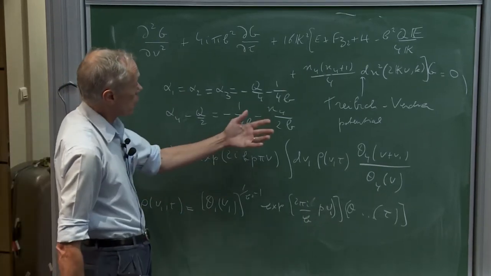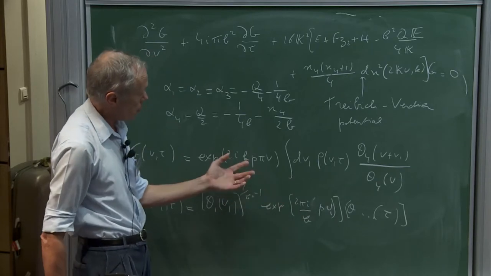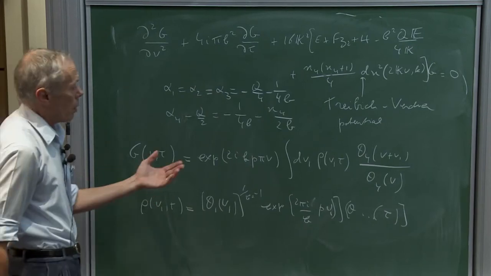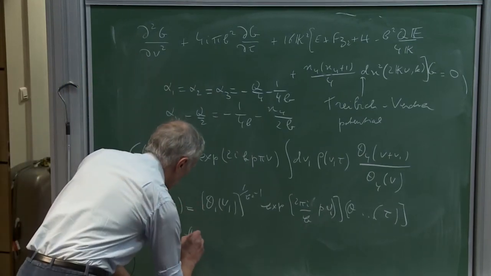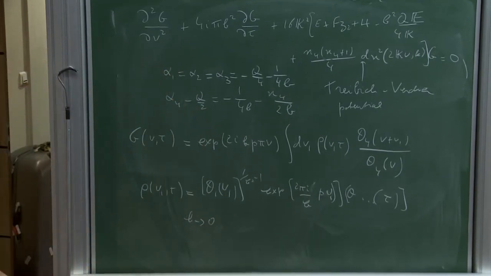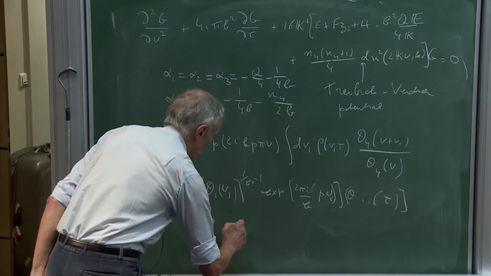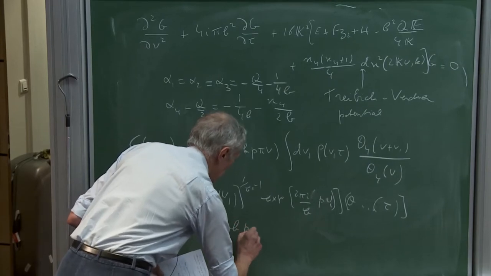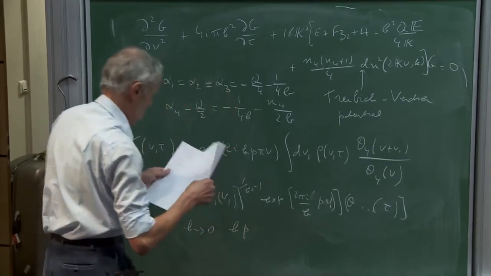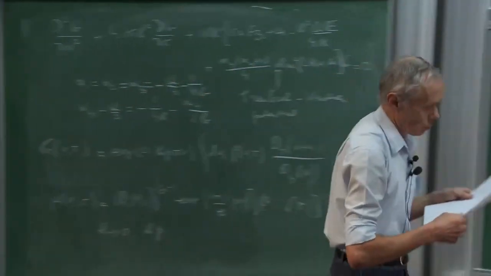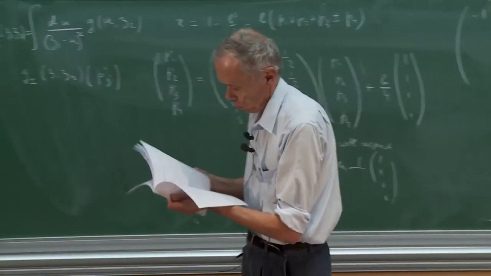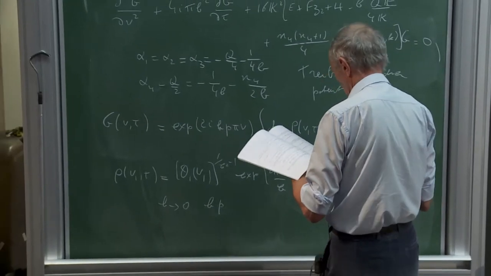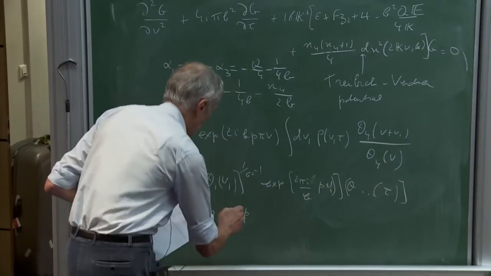So we have an explicit representation of the solution in terms of elliptic functions, and for all values of the internal momentum. An amusing remark is that when b goes to zero, which is the classical limit, with b times p finite.